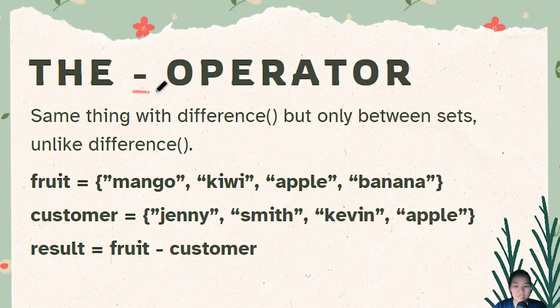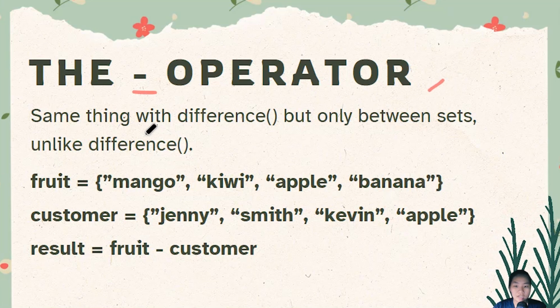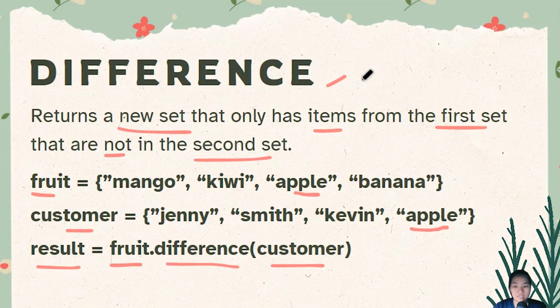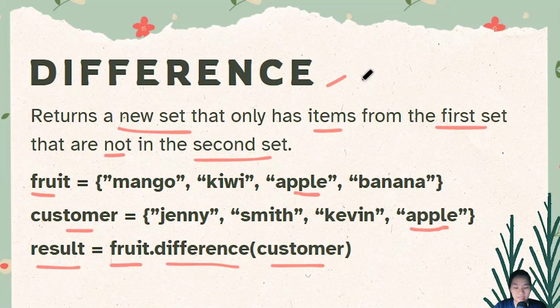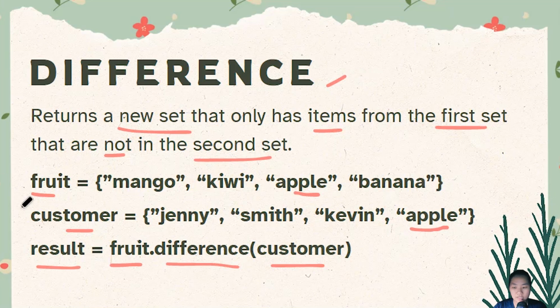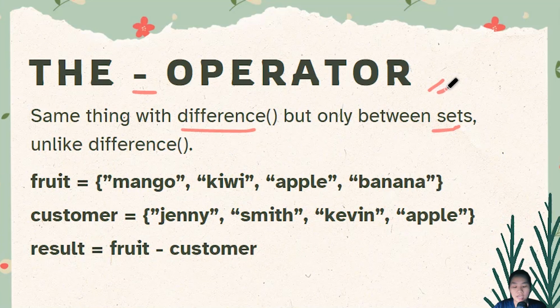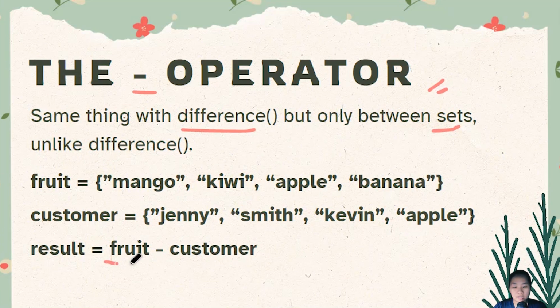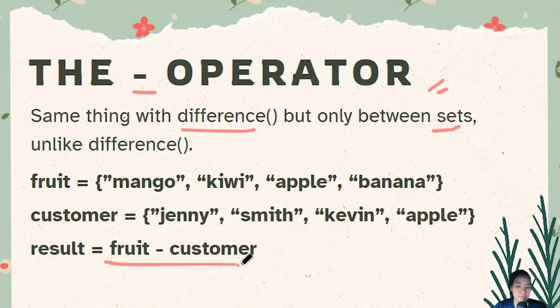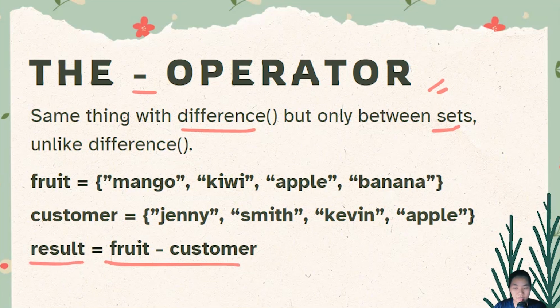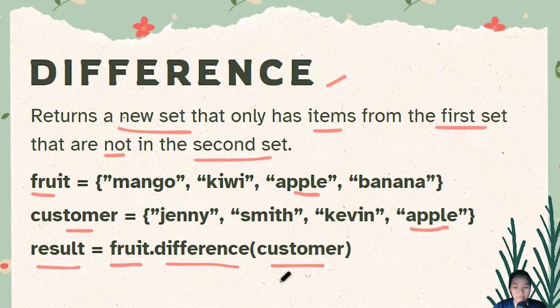Next up is the hyphen operator. It's the same thing as difference, but it only works between sets. Unlike the difference method, which you can use with sets, lists, tuples and dictionaries, this operator is very picky, okay? You can simply write it like this, fruit minus customer or fruit hyphen customer, and you print out the result and it'll be the same as it does with the difference method over here.